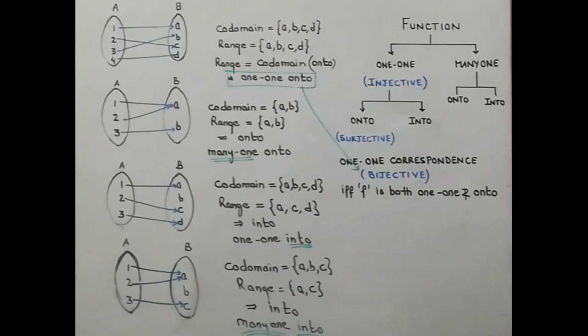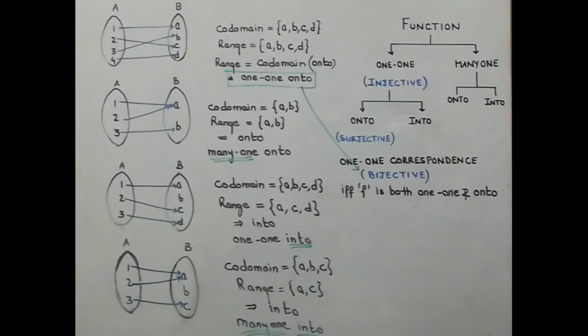So here you have to remember, when do we call a function to be 1-1 correspondence? When it is both injective and surjective. Okay, then when we call it injective, that is 1-1, when different elements of set A, or you can say the different elements in domain are related to different elements in codomain, then it is 1-1.